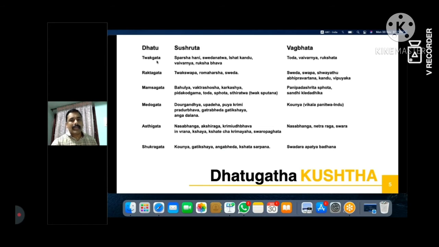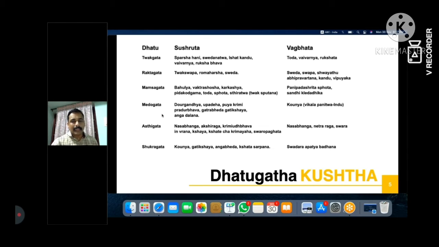Toda, spota, and gambhiratva: the lesions will be deep-rooted in nature. Or we can say tvak sphutana also can be seen. The breaking there means discontinuity of the skin surface. Then panipada sphota will be there. Then sandhi kledadhikyatva is also seen. In medogata dhatu involvement: daurgandhya, upadeha. Upadeha means some kind of feeling of lepa over the body.